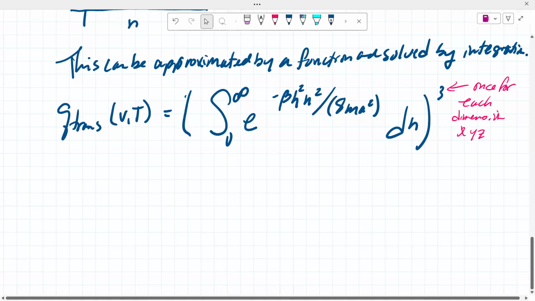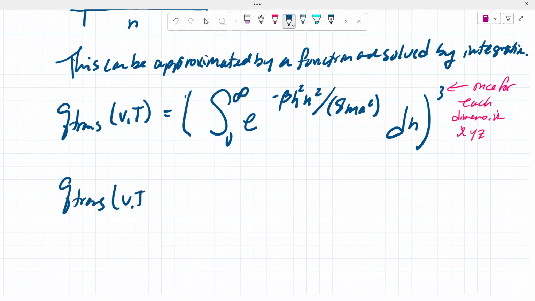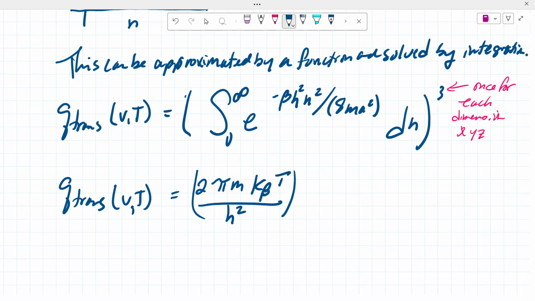And we'd get Q trans of V and T equals pi m kT over h squared to the 3/2 power.